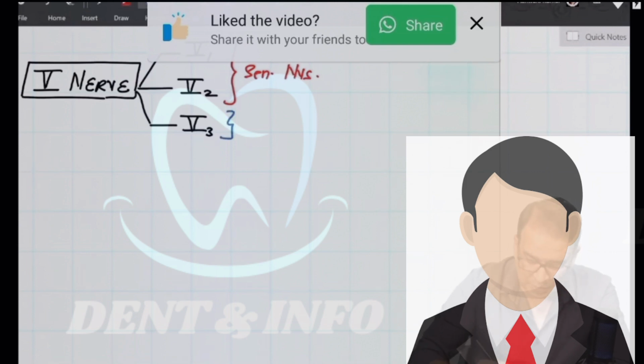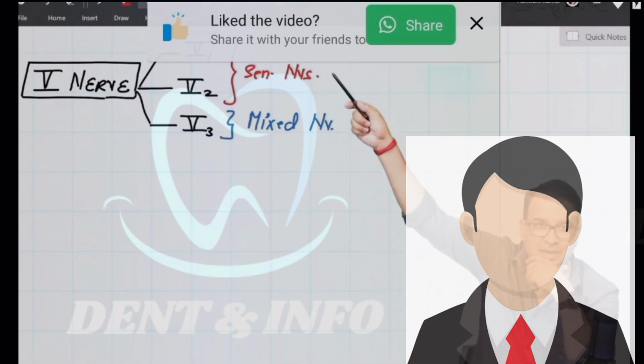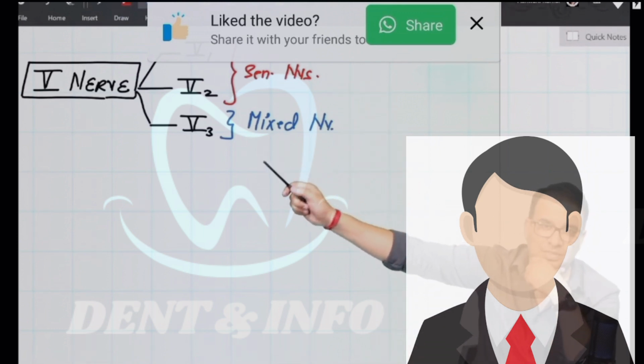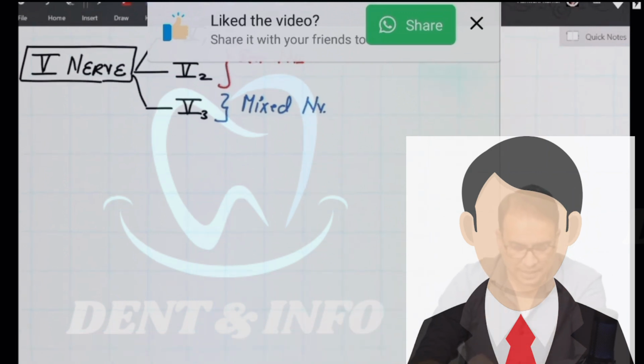Whereas mandibular is a special nerve because it is a mixed nerve. It is sensory also and motor also. Some functions are sensory, some functions are motor. So ophthalmic and maxillary are sensory, and the mandibular nerve is a mixed nerve. Okay. Let's take the ophthalmic nerve and maxillary nerve first, and then we will talk about the mandibular nerve, guys.